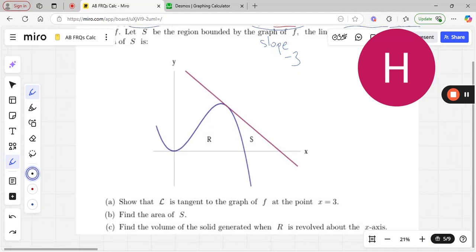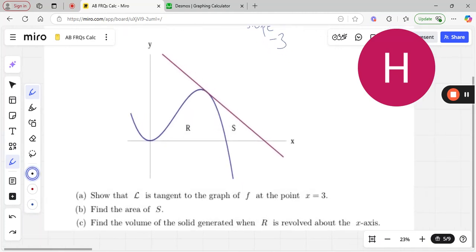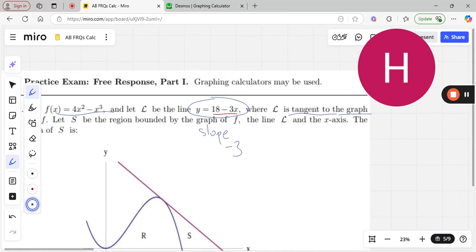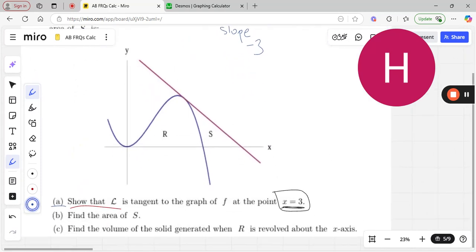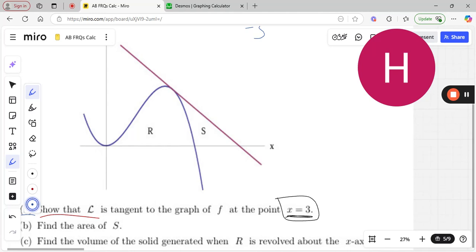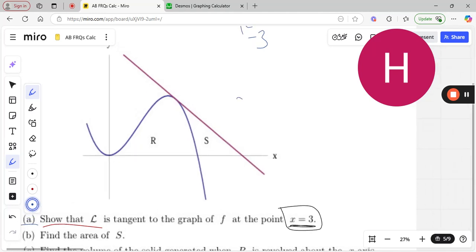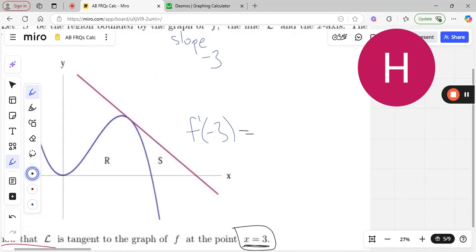Anyways, show that the line is tangent to the graph at the point x equals -3. Okay, so they've given us a nice clue of what to do. We need to show that it's tangent. I mean, they did say that it's tangent, so that kind of helps. Because the slopes need to be the same, which means that f prime of -3 must equal -3. That's the slope of this line.